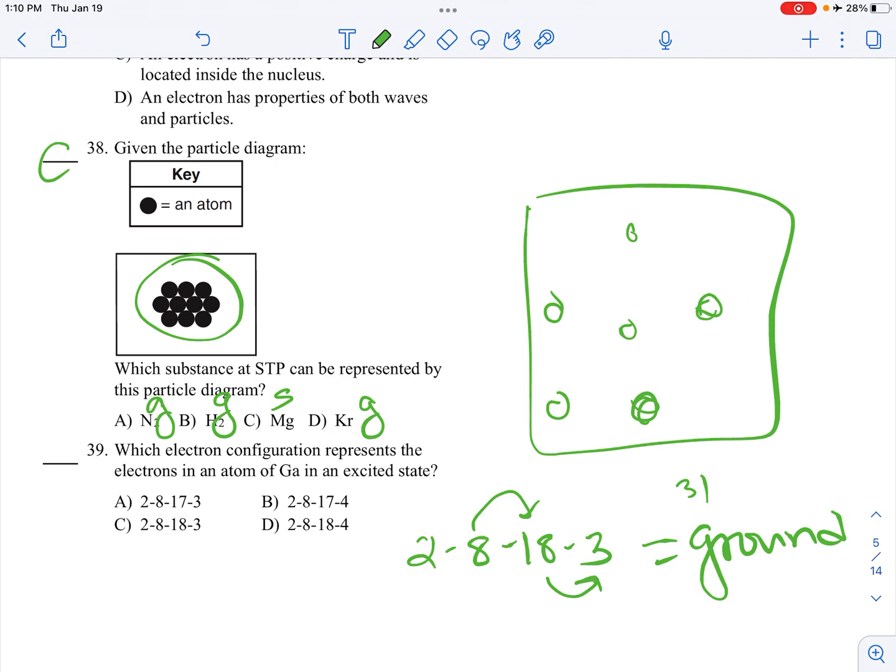So we can't have more or less than 31. We need to have the same number of 31, just a different shift. So this choice A wouldn't work because it's fewer than 31. Choice B would work because, look, 1 from 18 went up. So that's this. This adds up to more than 31. So choice B.